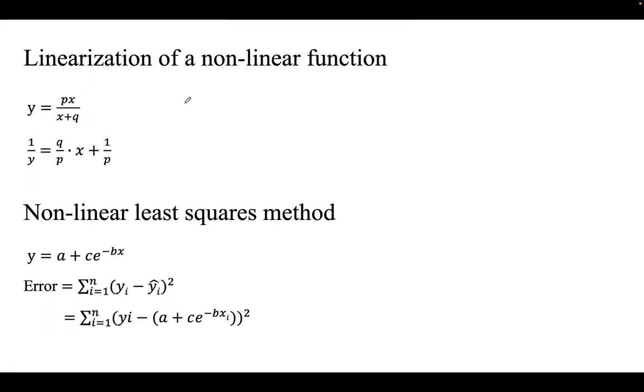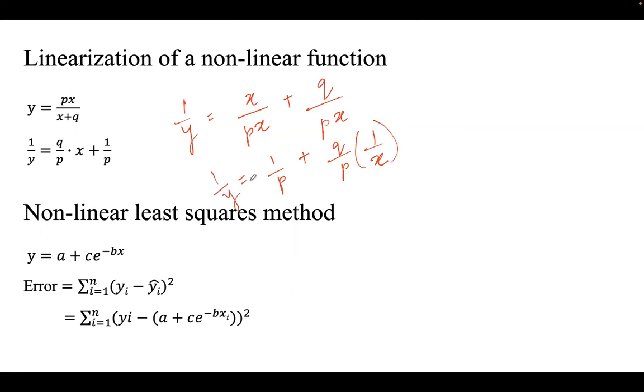Right? So here you would have 1 by y, and that would be equal to x divided by px plus q divided by px. And if you solve this, this becomes 1 by p plus q by p times 1 by x, right? So the new equation can be of this form, where you consider y to be 1 by y, and a capital X can be considered as 1 by x. And then this 1 by p becomes the constant, and q by p becomes your slope, or m in that case, right? So it's again of the form y is equal to mx plus c, simple linear regression, and then this can be solved.